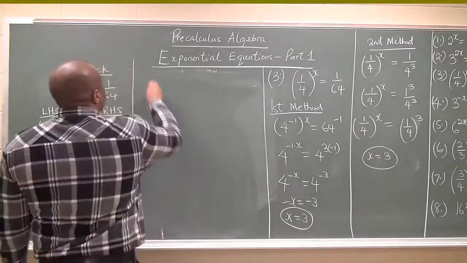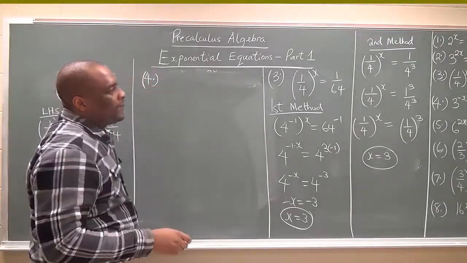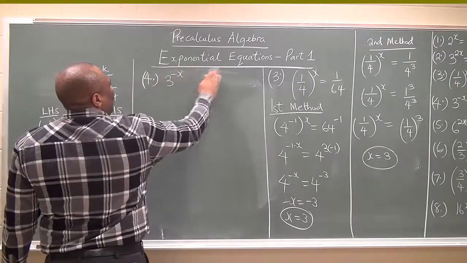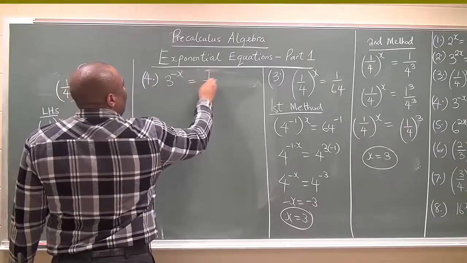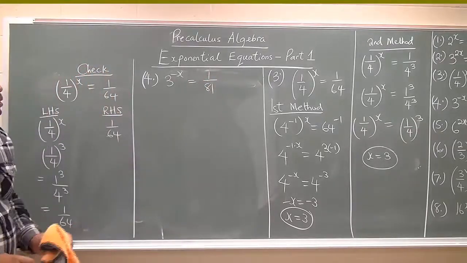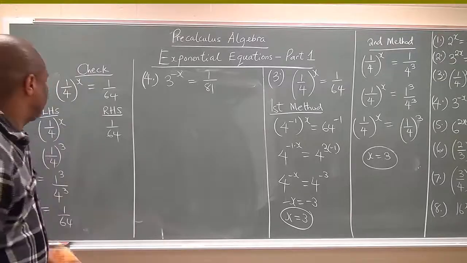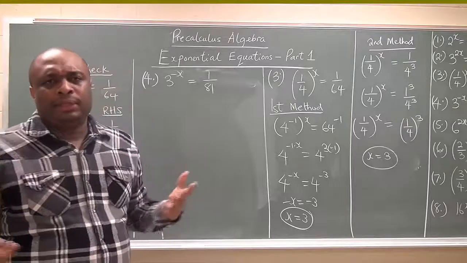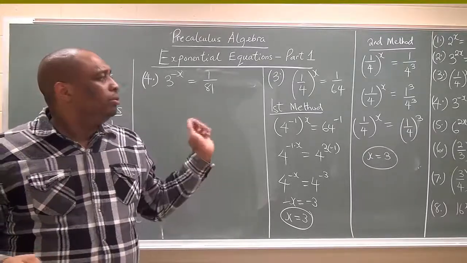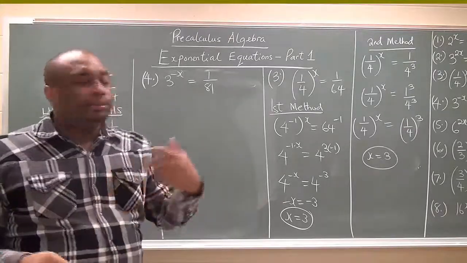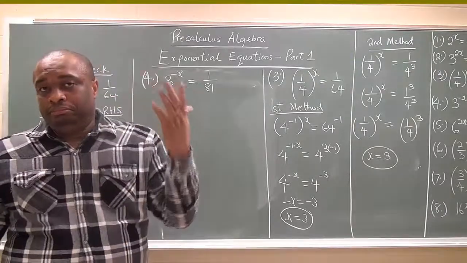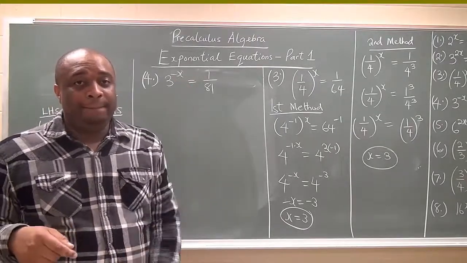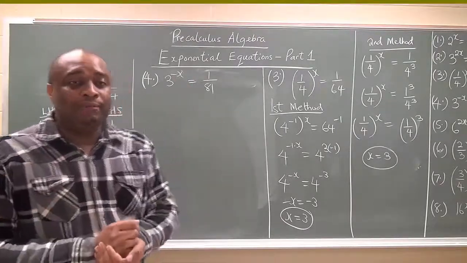Now, question 4. Let's keep moving on. Now, 3^(-x) is equal to 1/81. And please, what I usually advise students who view my videos is that you pause. You pause now, try it, check it, see whether you got it right, then you play. Then you play so that you see whether we have the same answer.